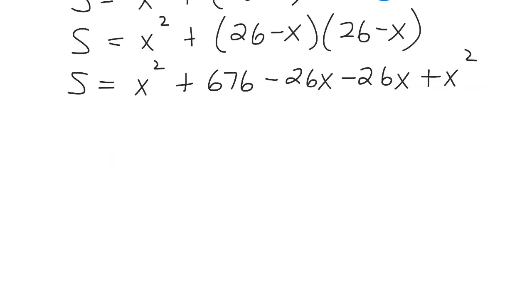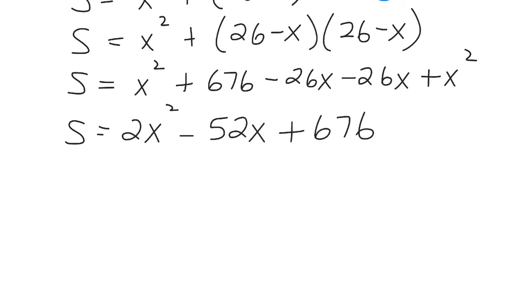So when I expand my two brackets, I am left with 676 minus 26x minus 26x plus x squared. My next step is to combine any like terms together. So I have x squared plus another x squared, which is going to give me 2x squared. I have negative 26x minus 26x, which is going to give me negative 52x. And then I have my positive 676. So this is an equation now in standard form.